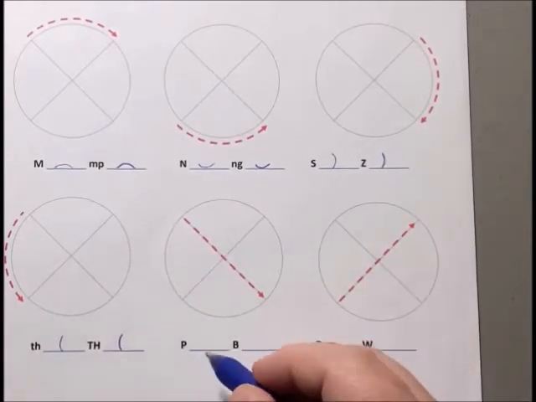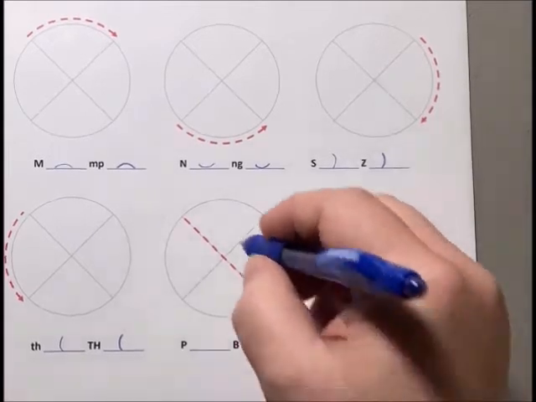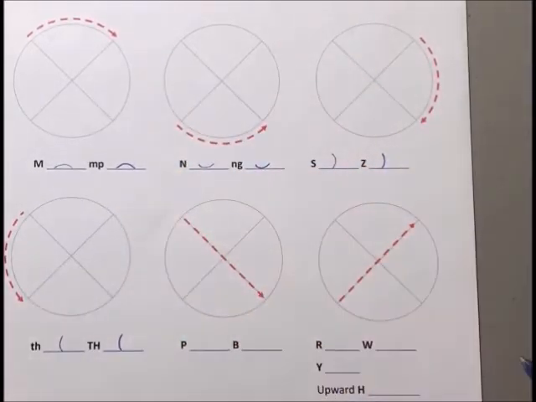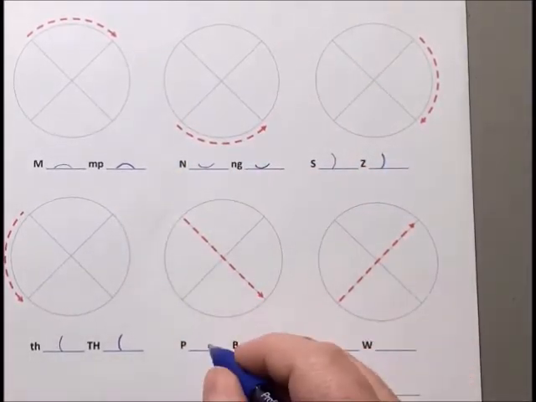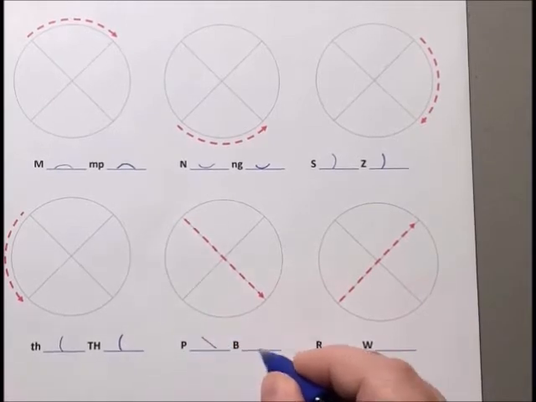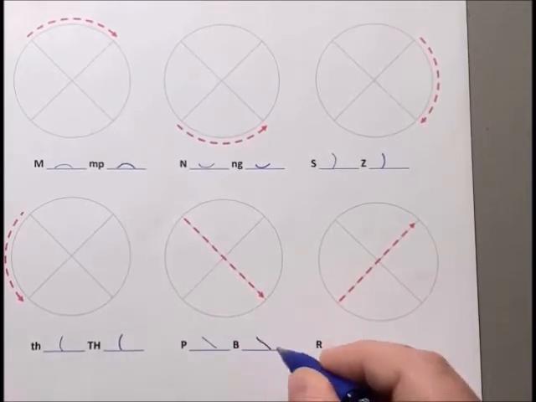The letters P and B are represented by this 45-degree angle downstroke. P is the light stroke, and then B, the heavy stroke.